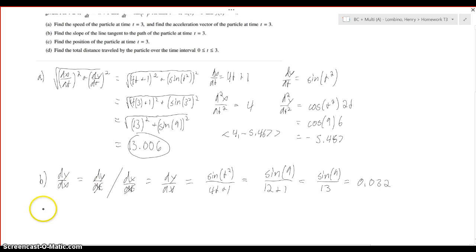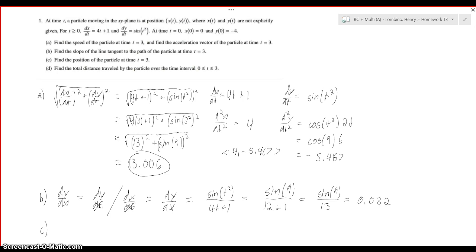So now let's do C. Find the position of the particle at time t equals 3. So this is a little bit more difficult because, as it says in the problem, x(t) and y(t) are not explicitly given. We have to find equations for x and y. And how do we do that?